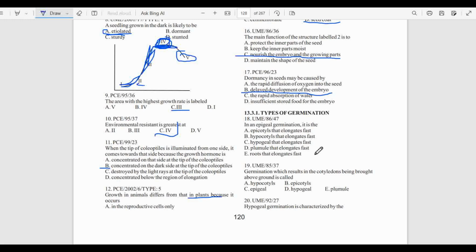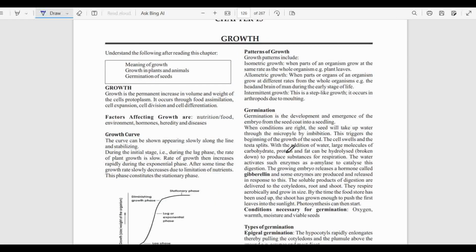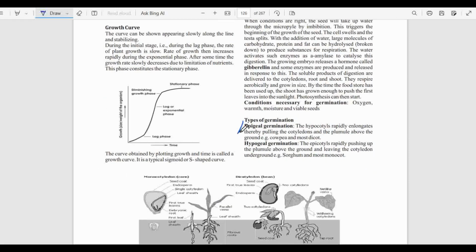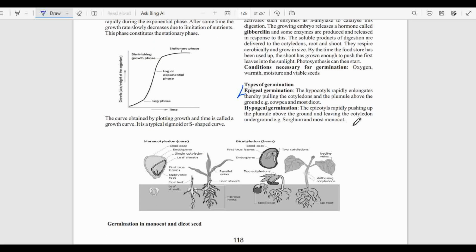That is dormancy. Now let's look at types of germination. There are two types of germination. You have what you call the epigeal germination and the hypogeal germination. Let's look at the definition quickly. So in epigeal germination, the hypocotyl is rapidly elongating. First and foremost, you need to understand what the hypocotyl is and what the epicotyl is.